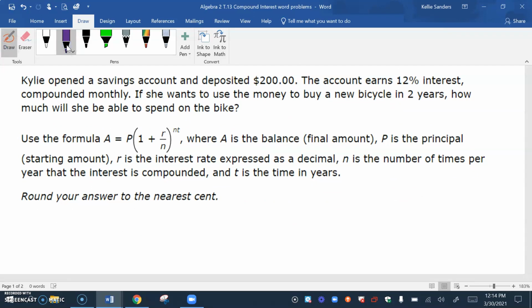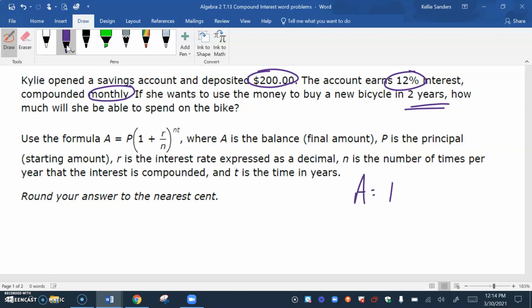Kylie opened a savings account and deposited $200. The account earns 12% interest compounded monthly. So it starts with $200, compounded monthly, 12%. She wants the money to buy a new bicycle in 2 years. How much will she be able to spend on the bike?